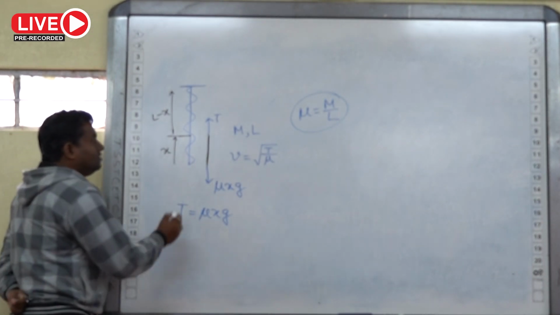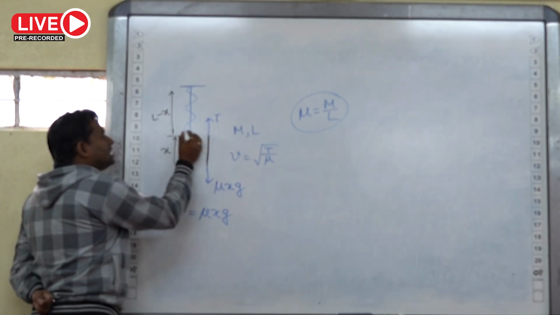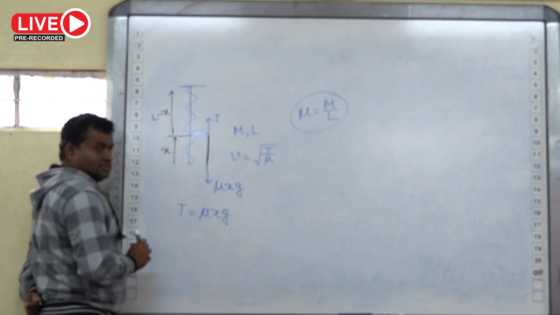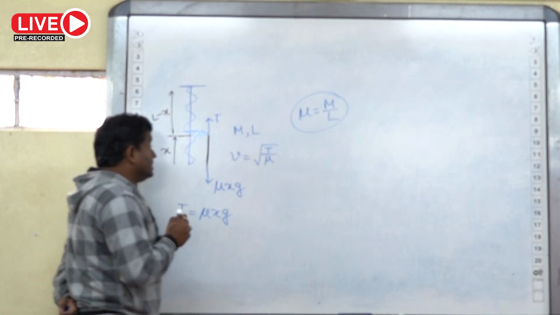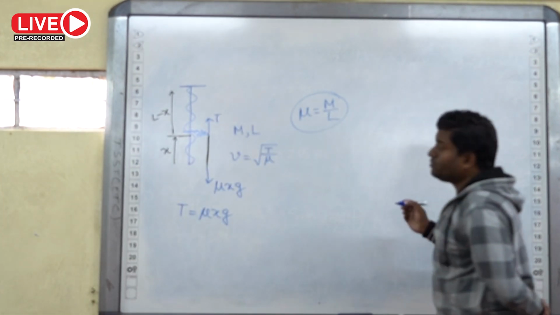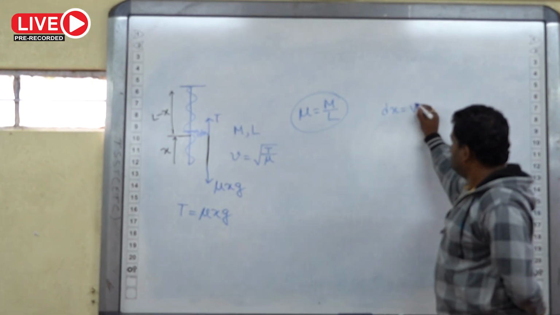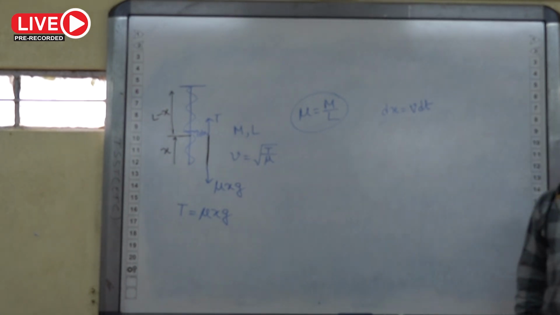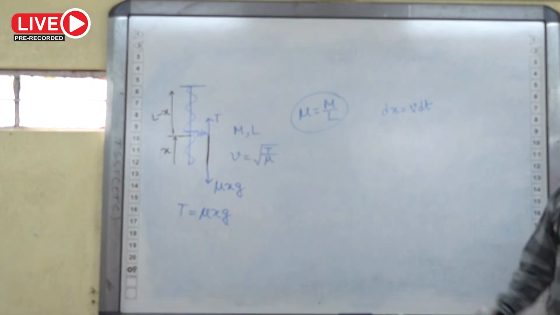Then we consider that after covering distance x, the wave covers a further distance dx. For this small part we can write dx equal to v dt. For the entire length you cannot use this. dx equal to v dt.